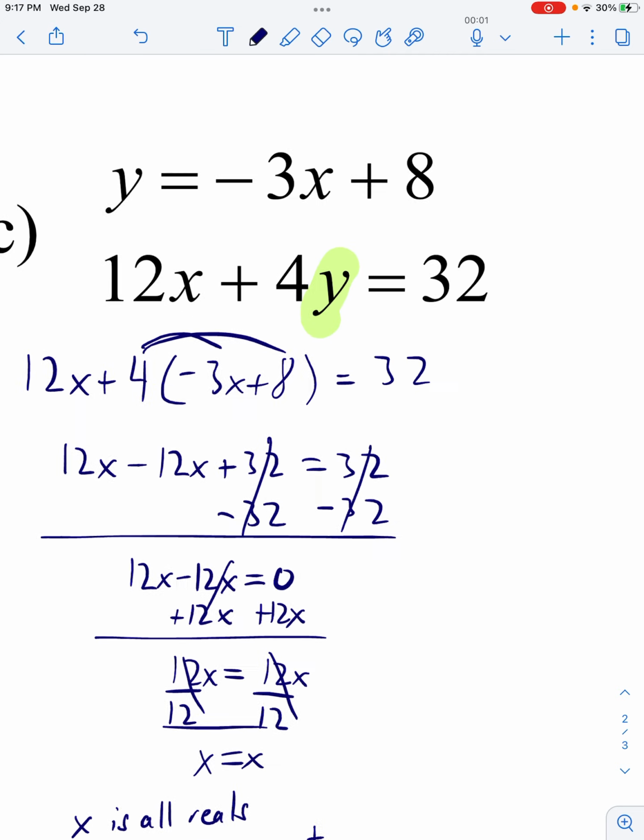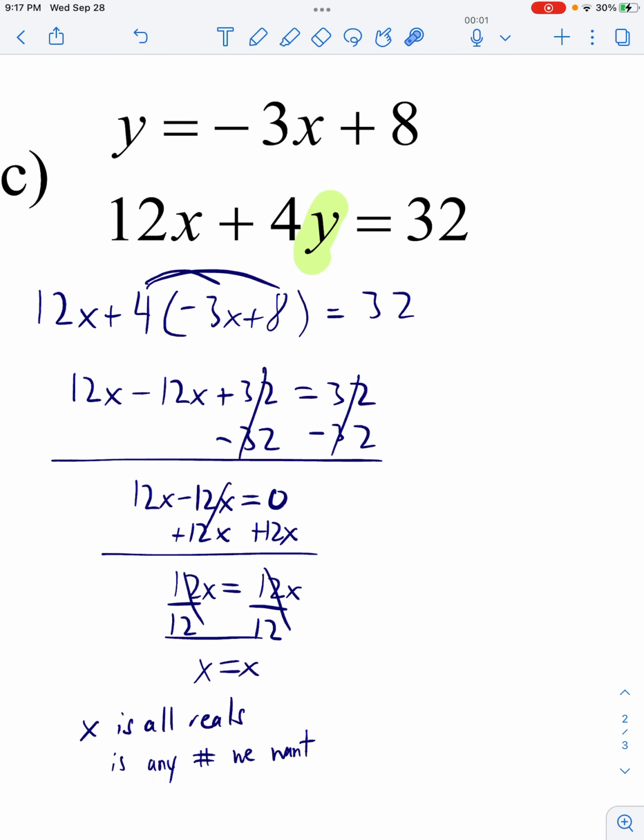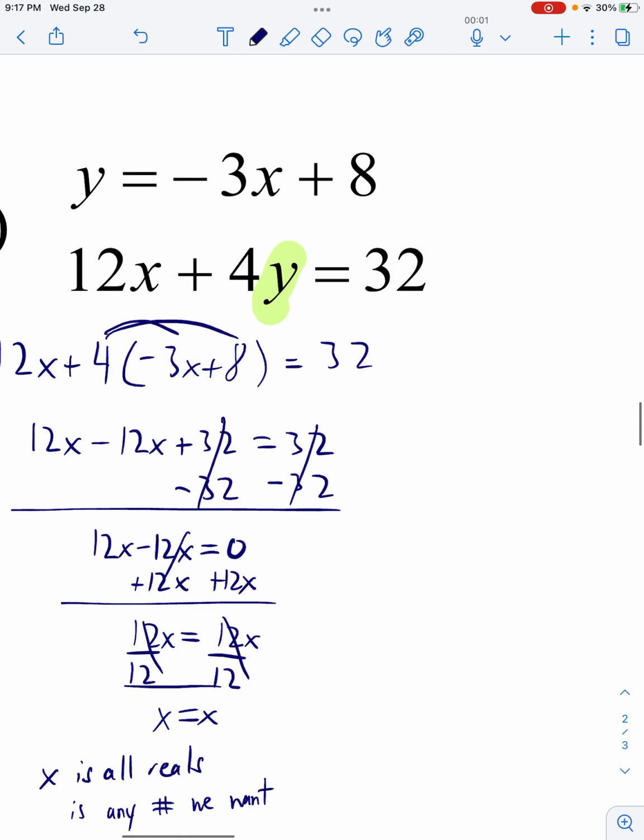Since x can be any number we want, when we go to plug back, we can pick any x we want down here. Let's say like 27. We can just go back into here and get y. Then y would be negative 3 times 27 plus 8. We don't have to pick 27, though. We can pick any number we want and just plug it into this equation right here, and that'll give us yet another solution for y, okay?